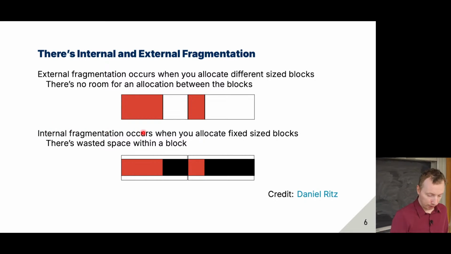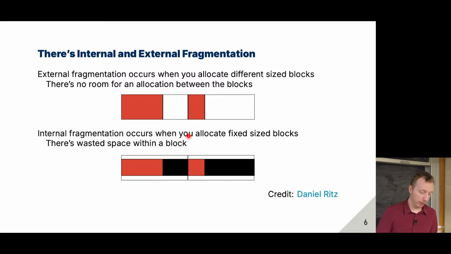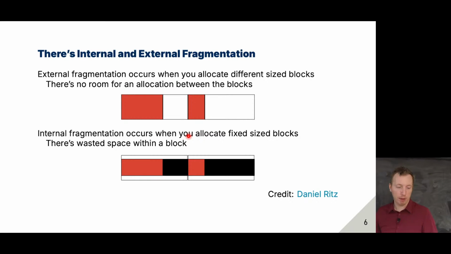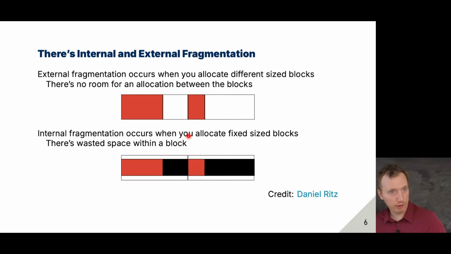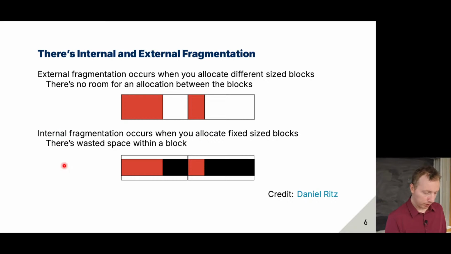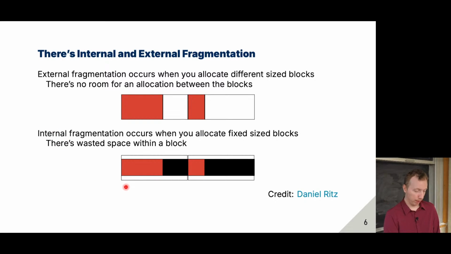Internal fragmentation is when you allocate and waste memory within a block. The amount of memory the memory manager sets aside is bigger than the amount of memory you actually need. So there's wasted space within a block.